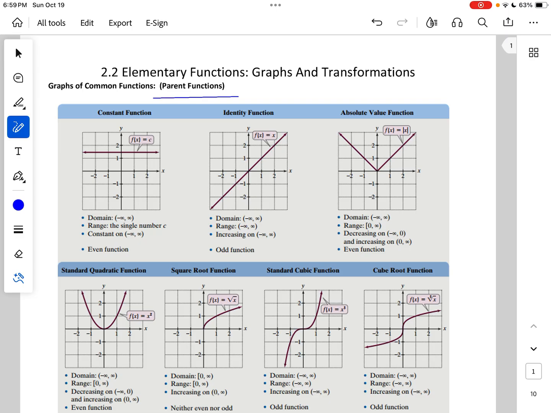We have our identity function, or in other words, y equals x. Our absolute value function looks kind of like a V. Our quadratic function looking like a U. Our square root function, and our standard cubic function, and our cube root function, where it just reflects over the line y equals x. Okay.